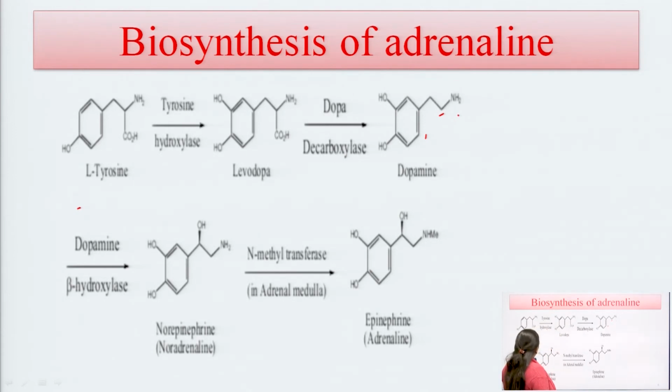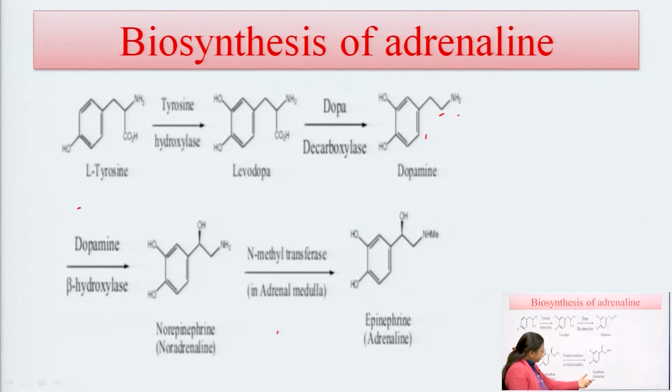When dopamine reacts with the dopamine beta hydroxylase enzyme here, norepinephrine is formed, which is also known as noradrenaline. This norepinephrine or noradrenaline reacts with N-methyl transferase in the adrenal medulla. This reaction occurs in the adrenal medulla, and there is formation of epinephrine, which is also known as adrenaline. A synonym of adrenaline is epinephrine, and a synonym of noradrenaline is norepinephrine.